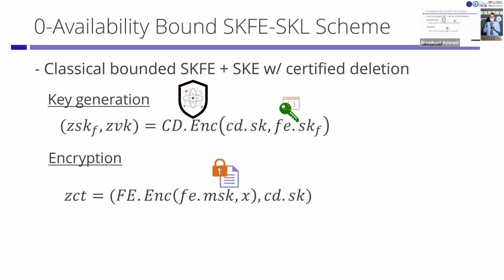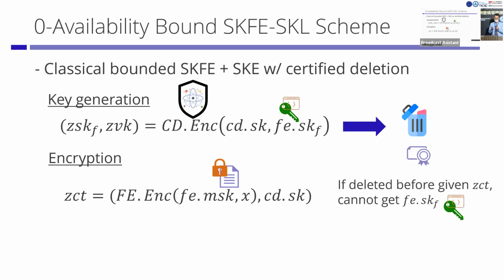At the encryption, we first encrypt plaintext x by using classical secret key functional encryption, and we append the secret key of SKE with certified deletion. This is our classical ciphertext. The security behind our construction is as follows. If we delete the functional decryption key, which is the quantum ciphertext of SKE with certified deletion, before we are given the ciphertext which includes the secret key of SKE with certified deletion, then we cannot get a classical functional decryption key for function f.